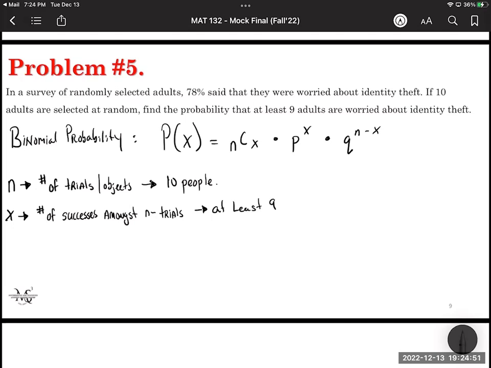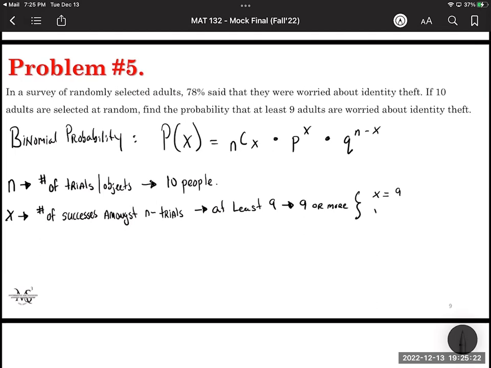Now, let's interpret at least 9. At least 9 means what? 9 or more. Well, it can't be 9 or more in the sense where it goes all the way up to infinity. It will have a stopping point. So what are the values of X? Well, we start with 9. X is equal to 9. And X will equal to what other value?